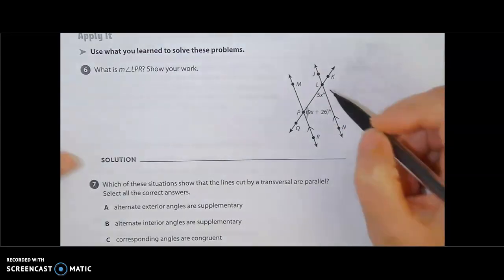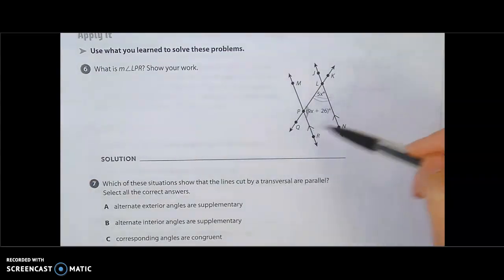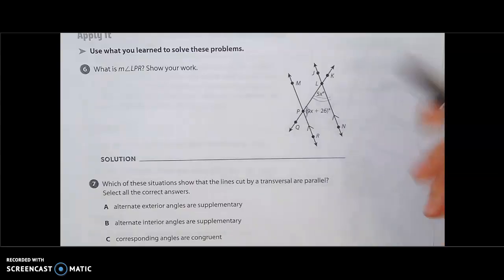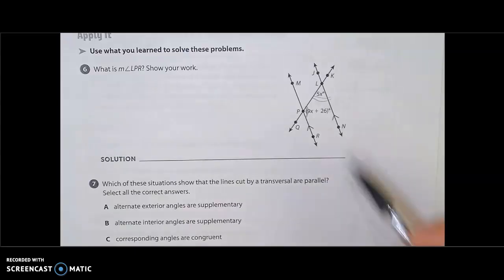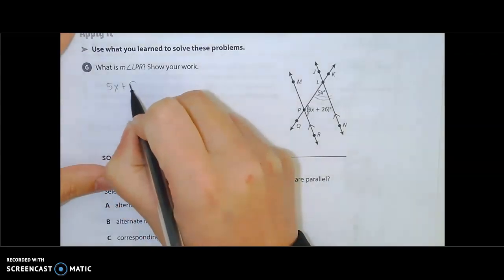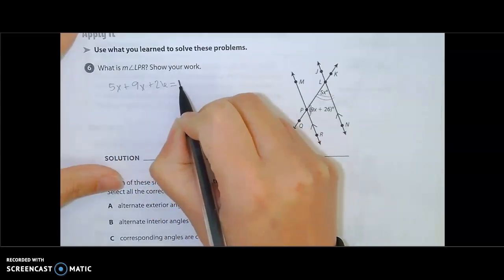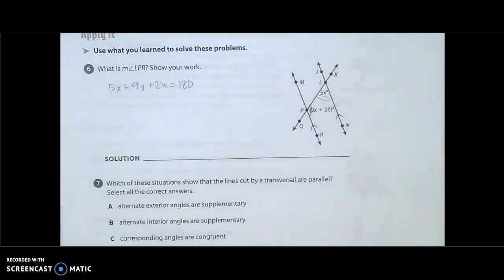So, I'm going to look at what angle measures I have here. I have these two angles. They are both inside my parallel lines, therefore I know I'm looking at either alternate interior or same side interior. And when I look, they're on the same side. So from here, I'm going to say that 5x plus 9x plus 26 equals 180 degrees because same side interior are supplementary angles.